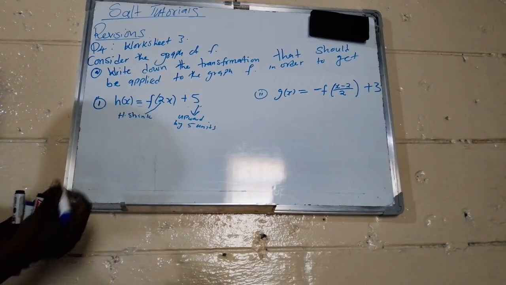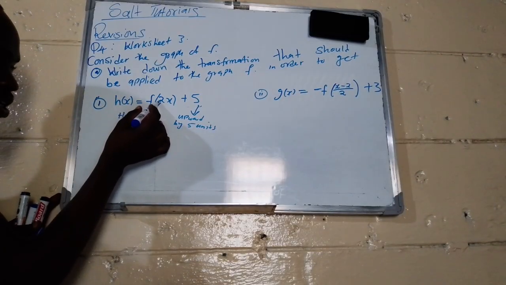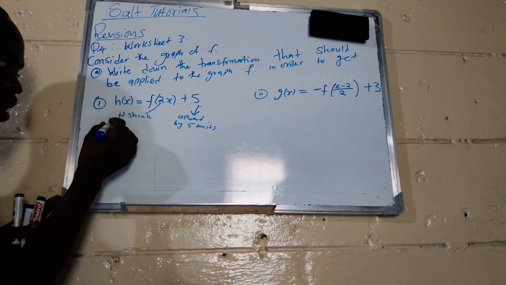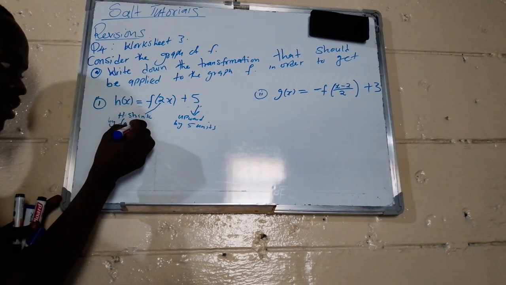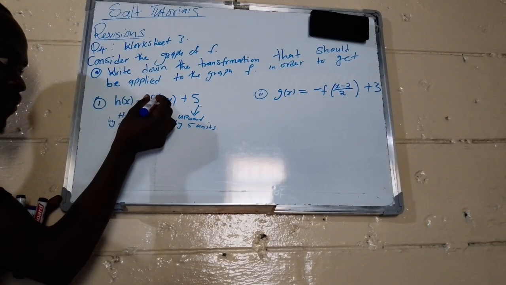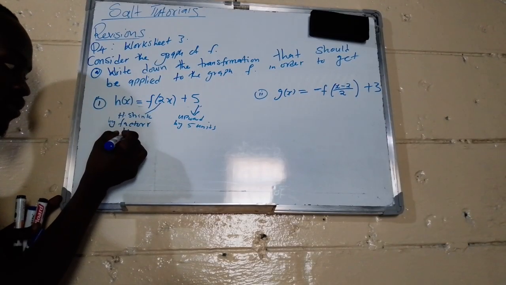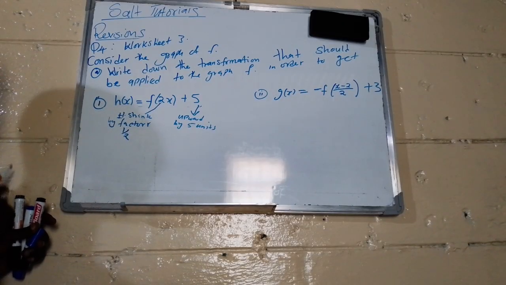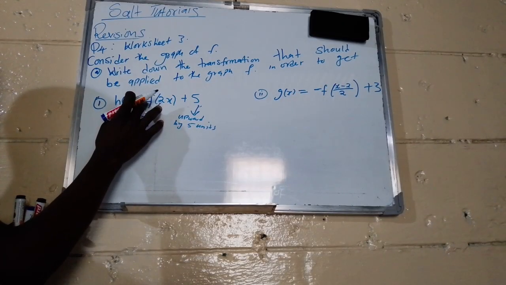So now, for this to be a horizontal shrink, it means the number is greater than 1. But when writing, it's by what factor? By a factor of the reciprocal. So if it is 2 here, by a factor of 1 over 2. That's what happens in the horizontal. But if it was a vertical stretch or shrink, we would have just gotten the same factor.